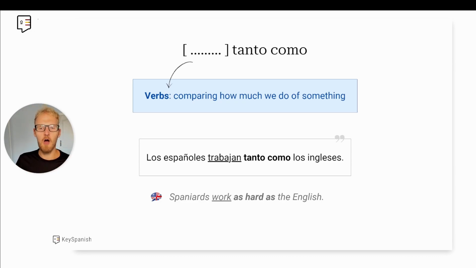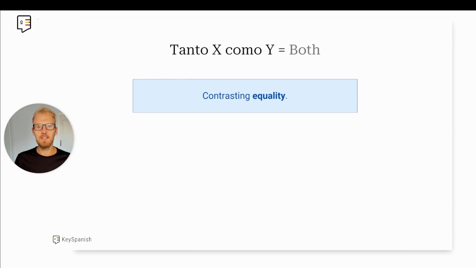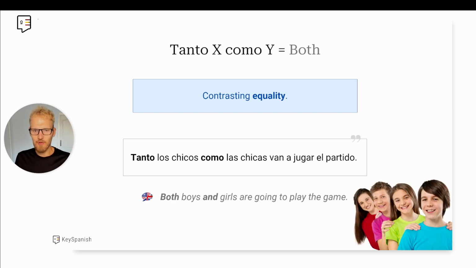Okay, comparing how much we do, how much we work. And now let's take a look at this case of contrasting qualities. So both things are equal. Tanto X como Y. So tanto los chicos como las chicas van a jugar el partido. Both boys and girls are going to play the game. So tanto, one thing, como, other thing. It's like in English saying both this and that.